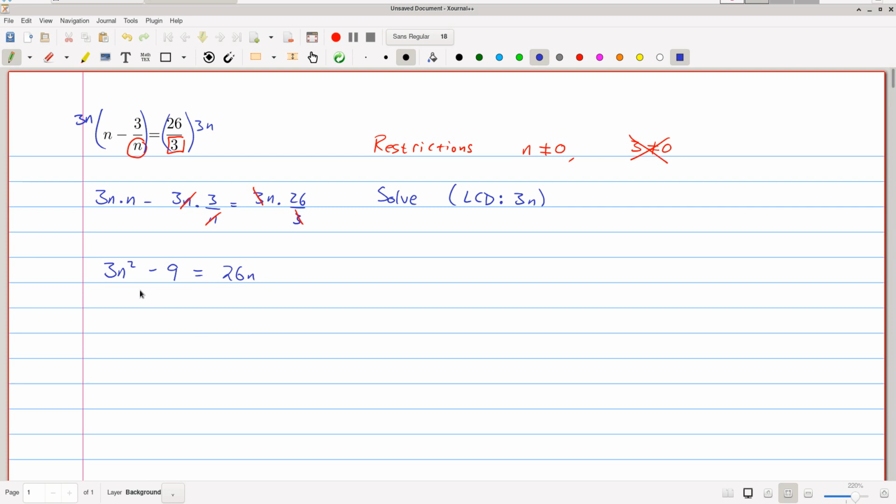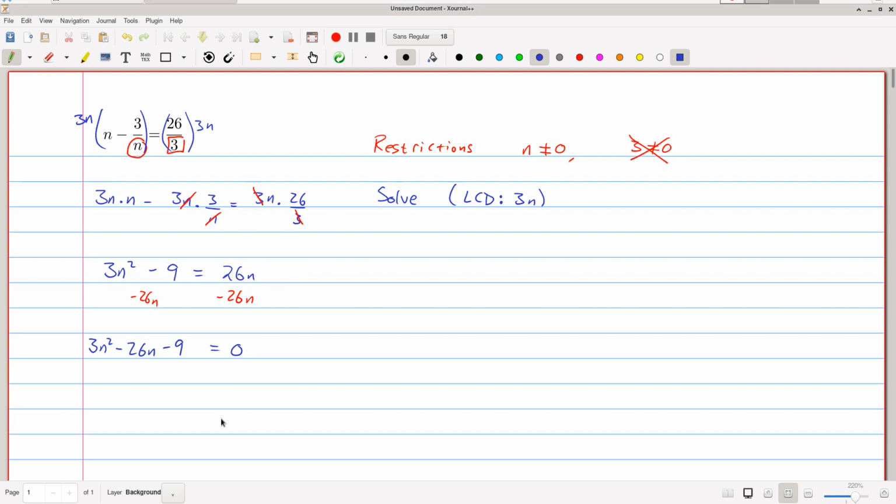Okay, now because we have an n squared term and an n term, let's get everything on the same side of the equation so it's equal to 0. We'll do that by subtracting 26n on both sides. This way, on the right-hand side, everything cancels and we're left with 0. On the left, none of these are like terms, so we can't combine them. We're just going to list them all out: 3n squared minus 26n minus 9.